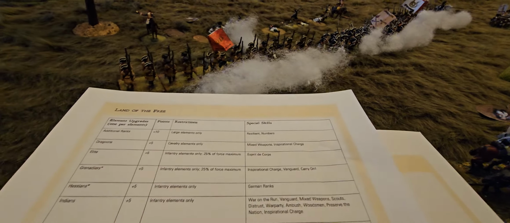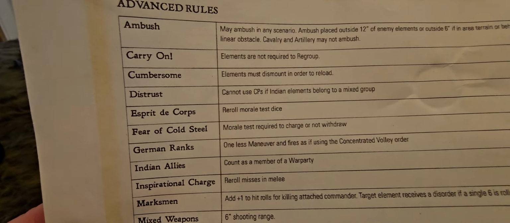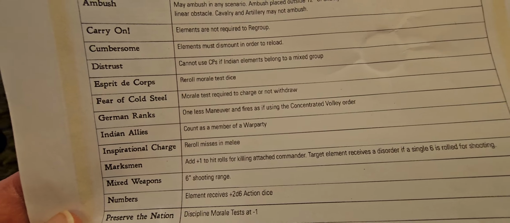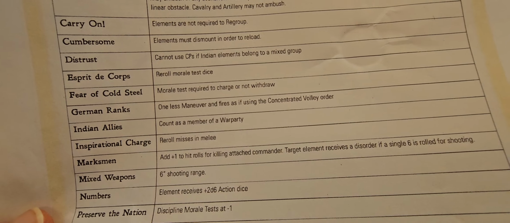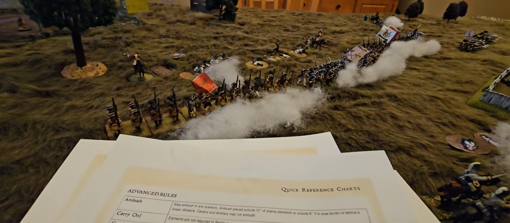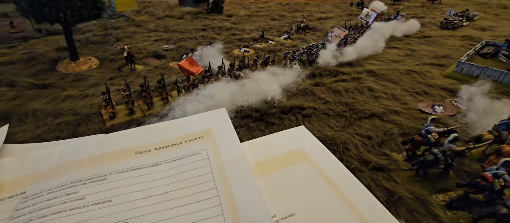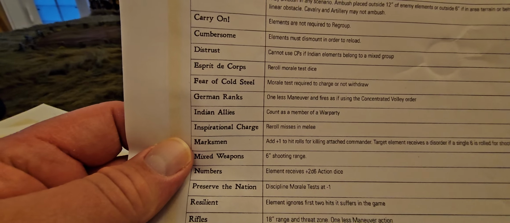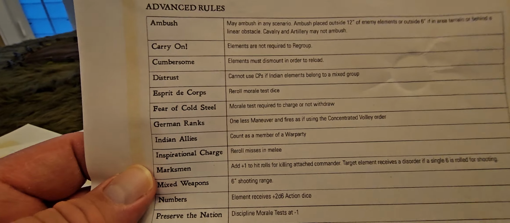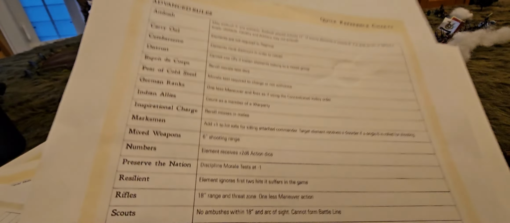What German ranks does is look at their lack of desire to be in ranks of two, as most of the armies were during this war. One less maneuver, and fires as if using the concentrated volley order. And of course, you have to look at another chart to see what that all means sometimes. Concentrated fire is the ability to reroll missed rolls. So they've got better firepower, but one less maneuver means they get one less action that they can perform during the battle.